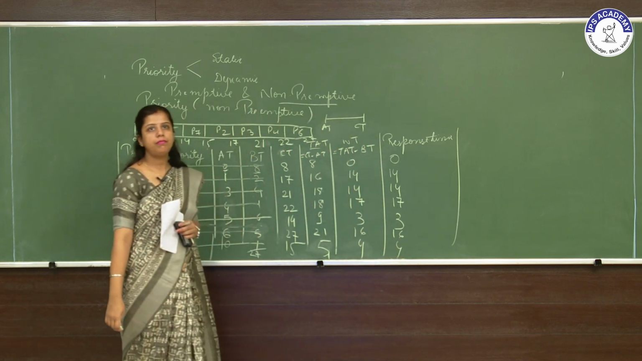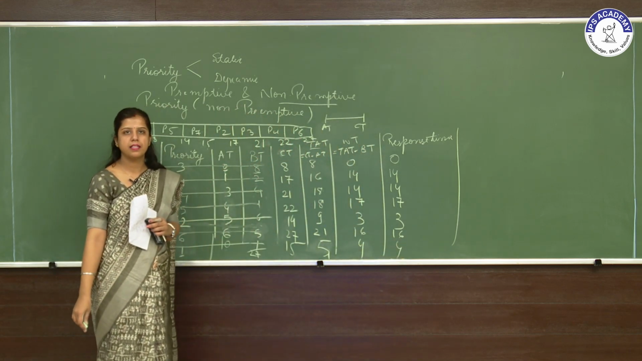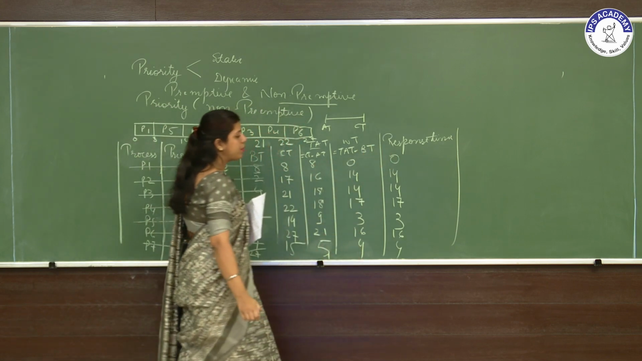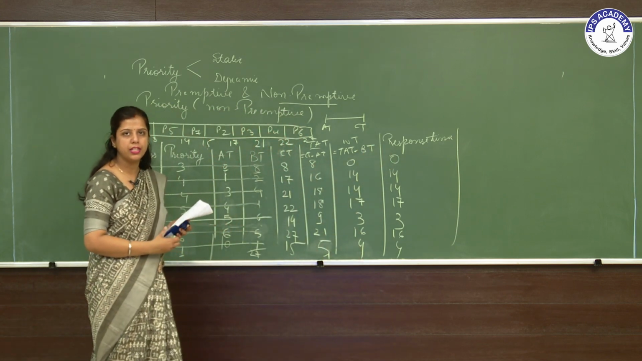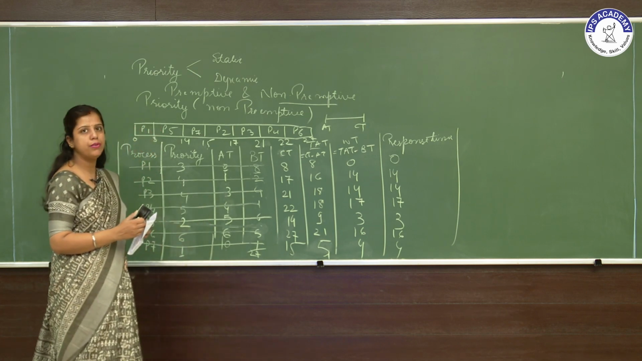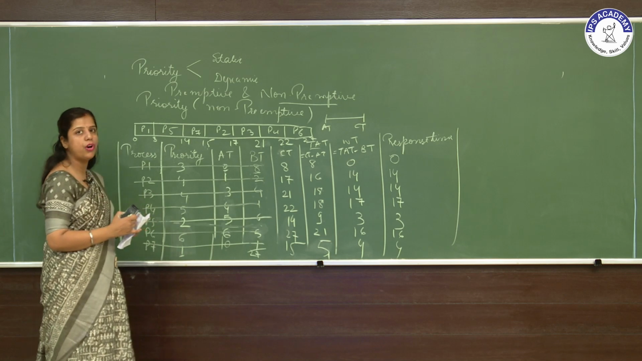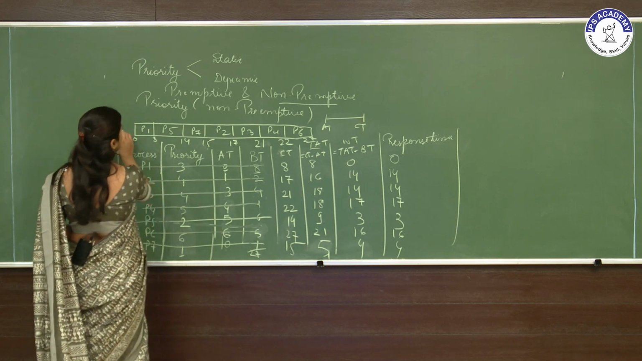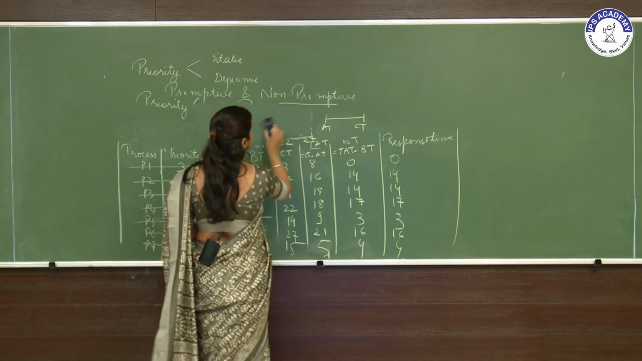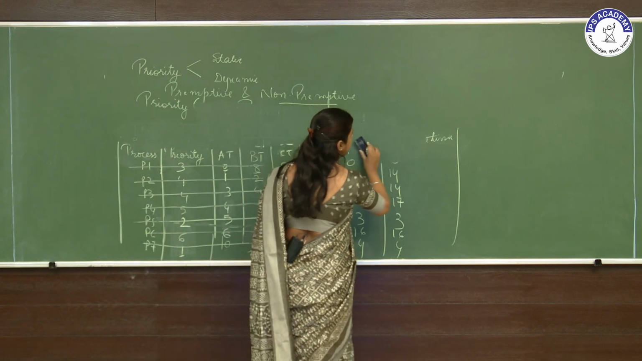So, how will we verify that our numerical is correct? With the help of this one, waiting time and response time will be equivalent to each other, hence our numerical is correct. So, we solved this using priority non-preemptive scheduling. Now, our next topic will be priority preemptive scheduling algorithm.